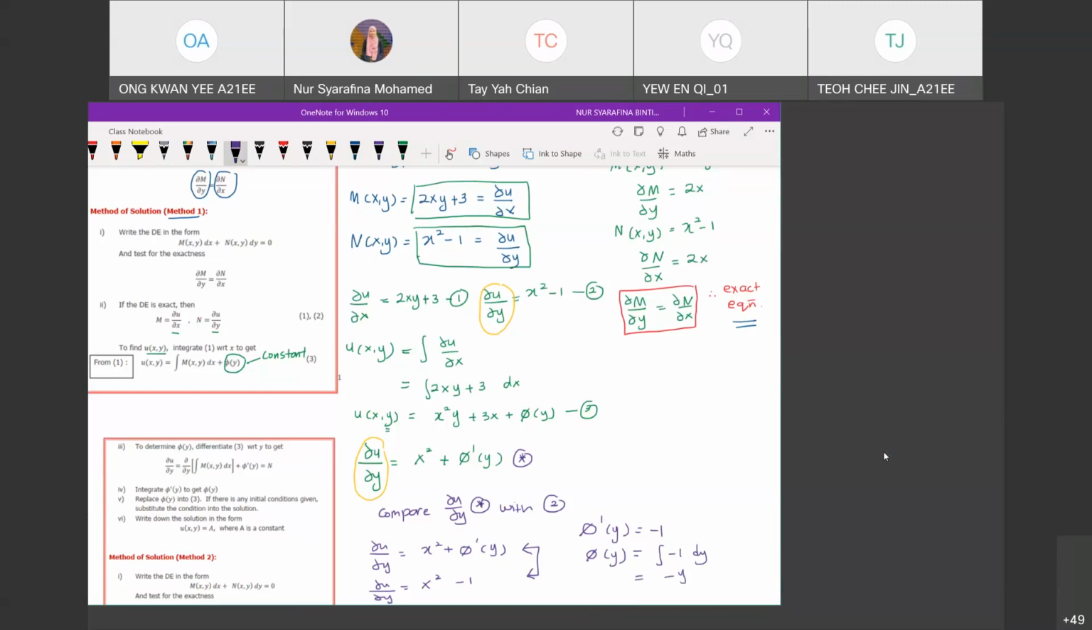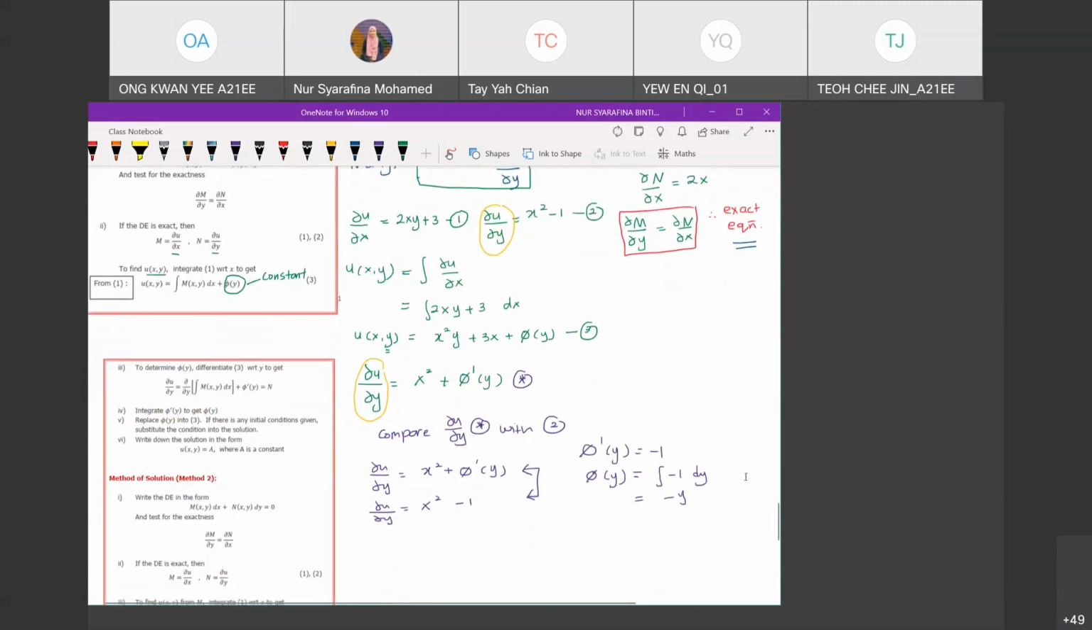Okay, understand? So no need to plus with constant because at the end you will put all constant together also. So just let it be. Okay, so now you have your psi y here. Okay, so your uxy equals to x squared y plus 3x minus y. And then, okay, we have done this one.